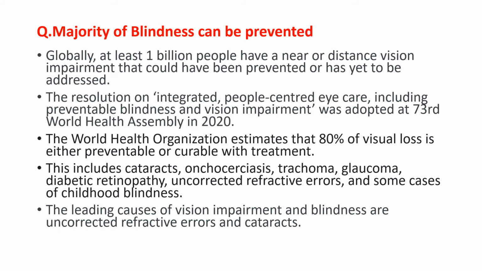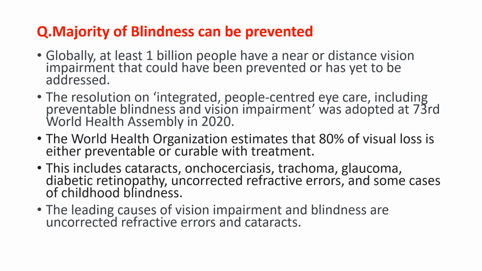The resolution on IPCE, that is Integrated People-Centered Eye Care, included preventable blindness and vision impairment, and it was adopted at the 73rd World Health Assembly in 2020. The World Health Organization estimates that 80% of visual loss is either preventable or curable with treatment. So this includes cataracts, onchocerciasis, trachoma, glaucoma, diabetic retinopathy, uncorrected refractive errors, and some cases of childhood blindness.